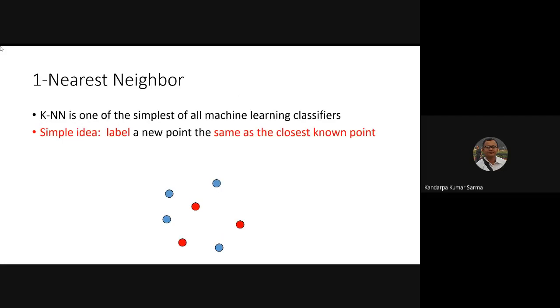So we can think about a one nearest neighbor. If there is one nearest neighbor, how would the situation be? From that standpoint, we can say that the k nearest neighbor classifier is one of the simplest of all machine learning classifiers. A simple concept is: label a new point the same as the closest known point.